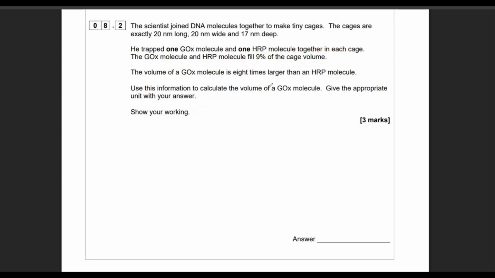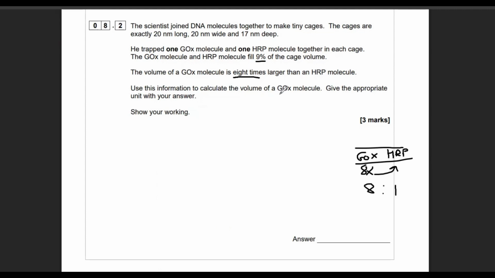So we've kind of got a cage. I like to draw things out, right? We've got a cage and we've got a GOX and we've got an HRP inside the cage. The GOX molecule and the HRP only fill 9% of the cage's volume. The volume of a GOX molecule is 8 times larger than the HRP, so they're kind of in a ratio of 8 to 1.